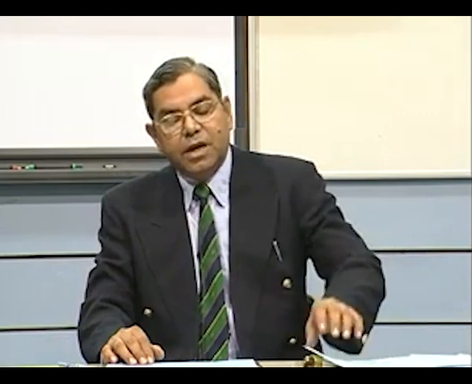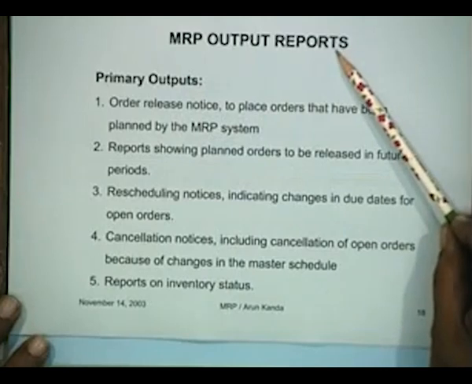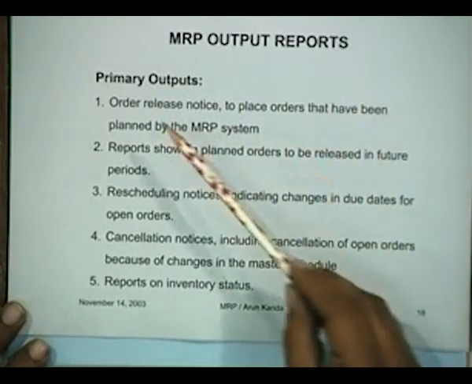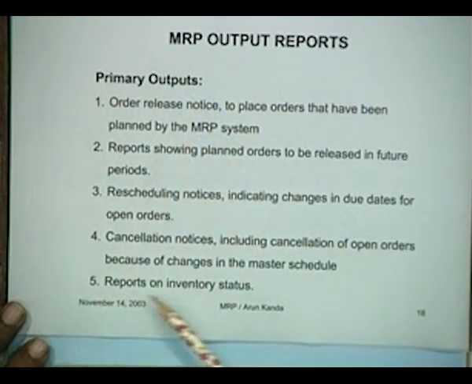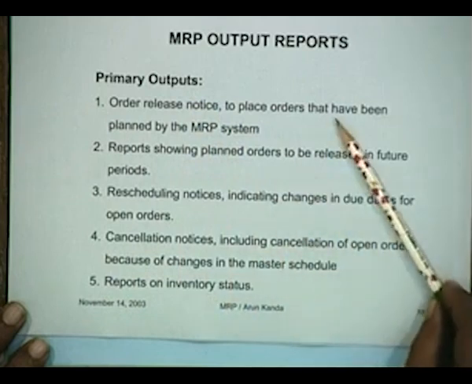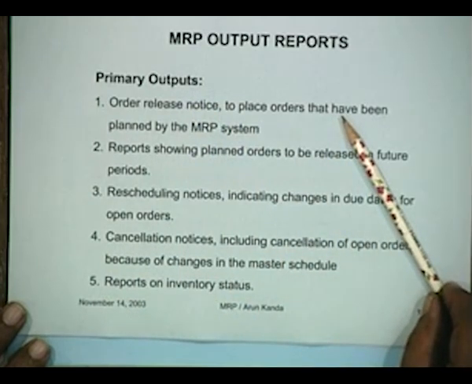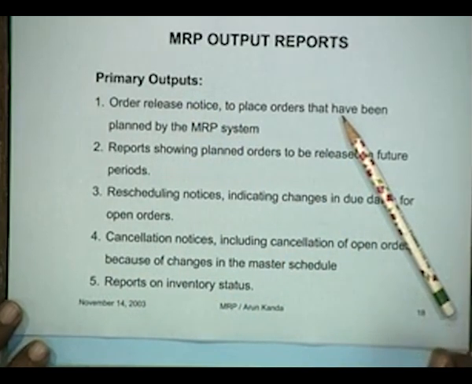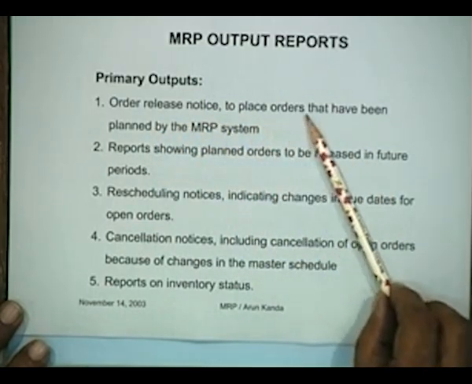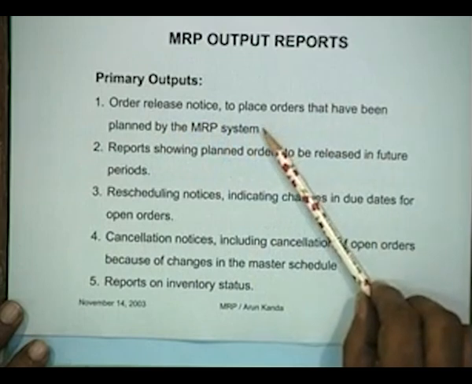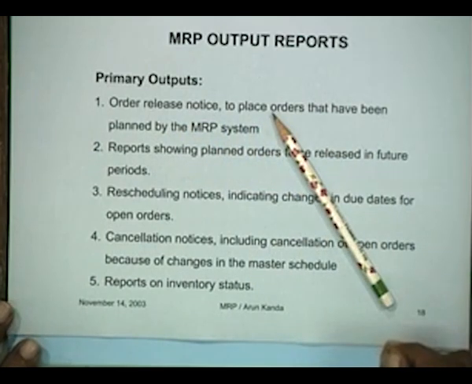Now let's look at the various kinds of output reports which are typically produced by any MRP system. The primary outputs from any MRP system are summarized here, and the first bit of information that you get from this system is the order release notice to place orders that have been planned by the MRP system. That's the first thing that it tells you.